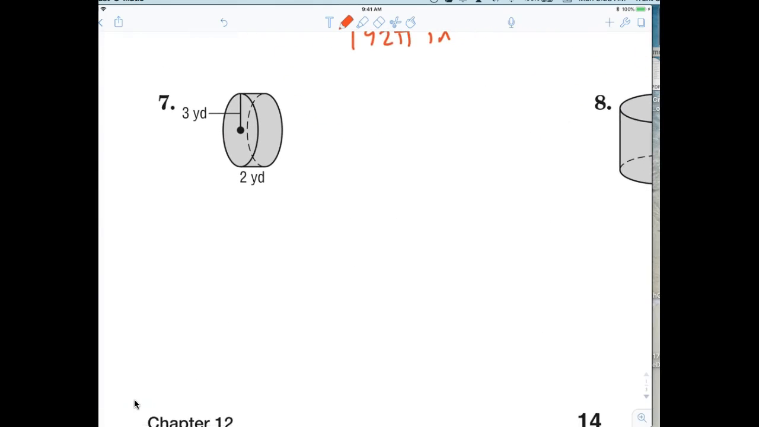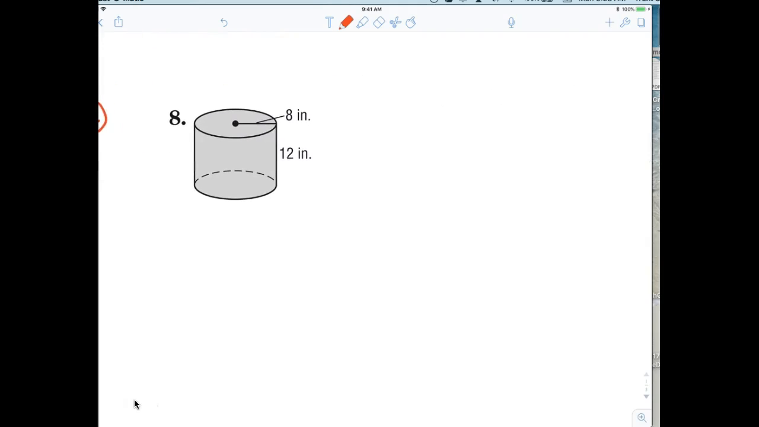Help me out with question number 7. Find the surface area of this. 2 pi times 3 squared plus 2 pi times 3 times 2. So it goes 18 pi plus 12 pi equals 30 pi. Wow, look at that, without a calculator. Nice job, Owen. All right, check out number 8. You can't add those two things together.